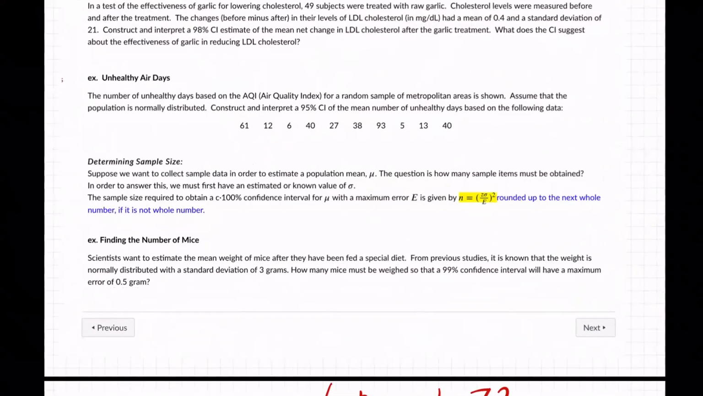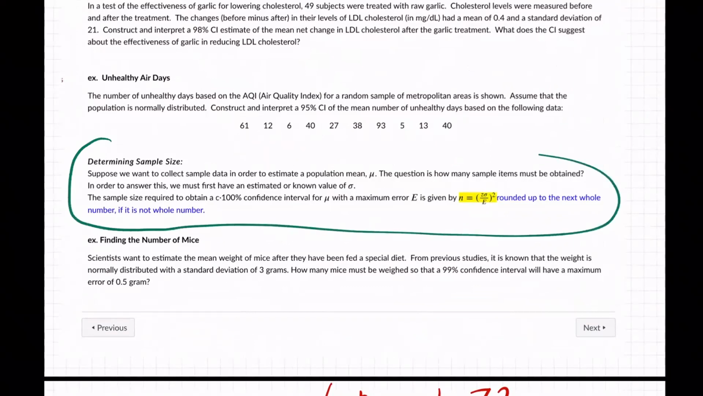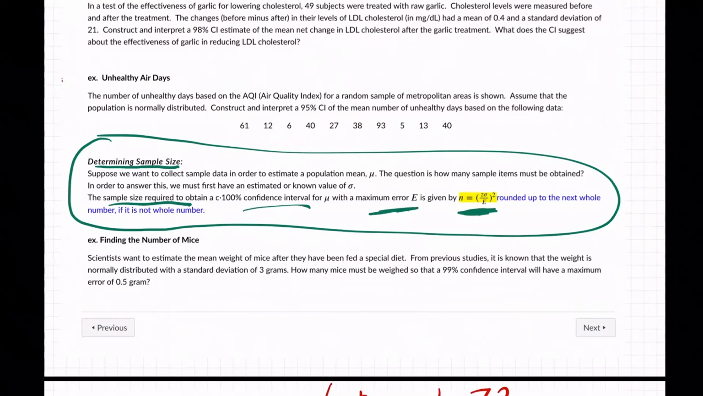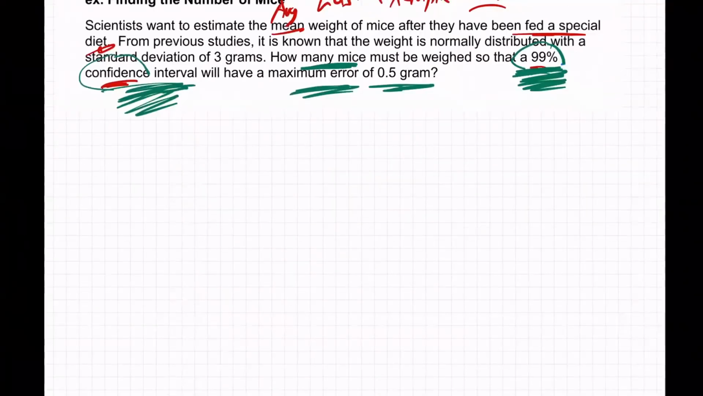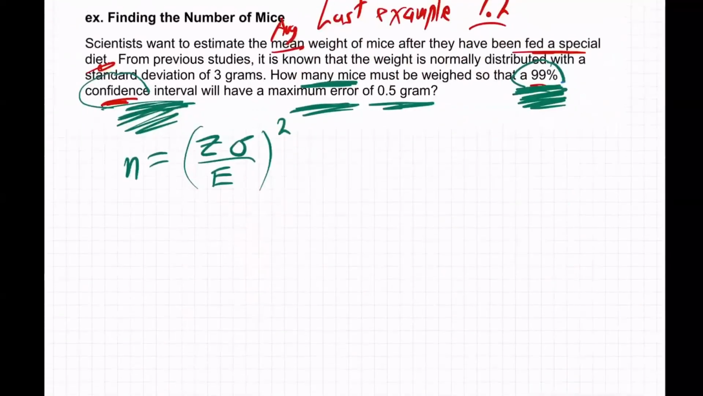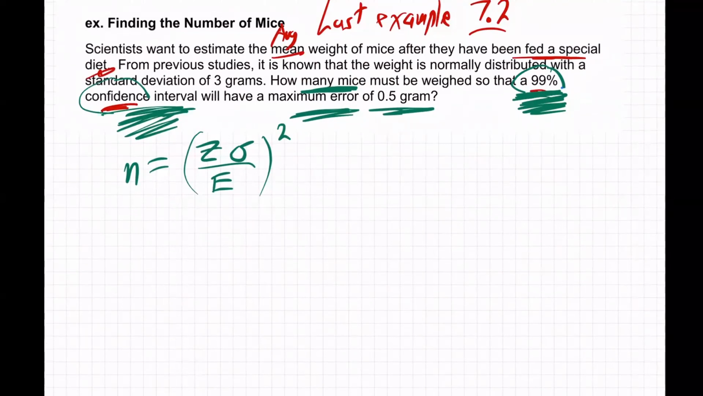All right, so here is the formula. Determining sample size. How do you know how many people you need to include, or how many mice in this case, in the sample? Well, there's the little formula right there. The sample size required to get the confidence level you want with maximum error E is that. So I'll write that next to the problem. n equals z sigma over E, squared. So let me write that for us. n equals z sigma over E quantity squared. I got that right, didn't I? z sigma over E squared. Yeah, there we go. So there's the formula, where n stands for sample size.